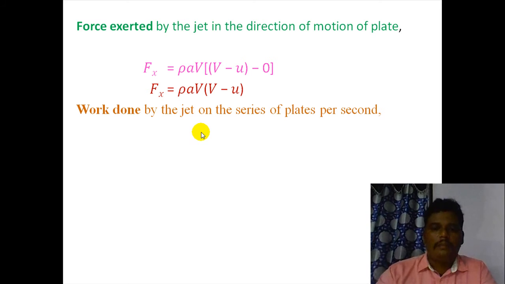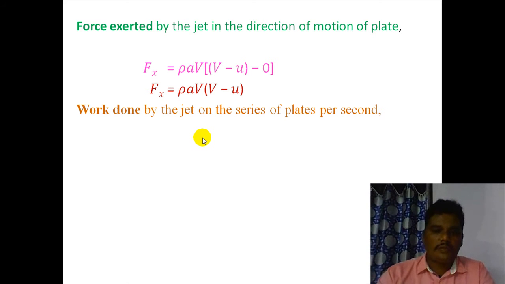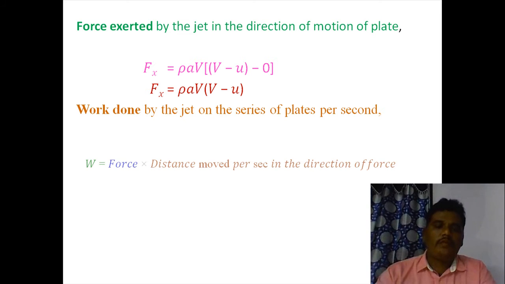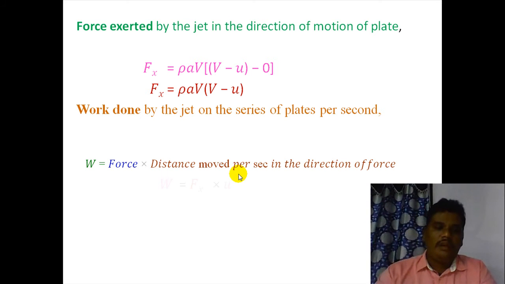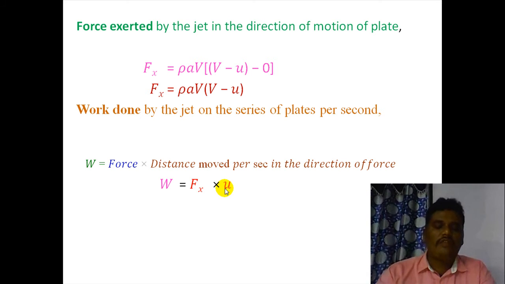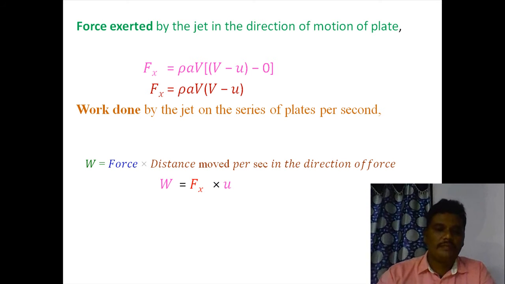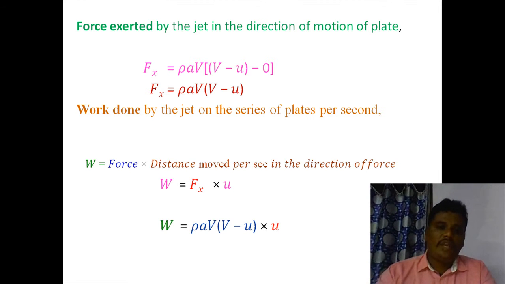Now the work done per second by the jet on a series of vanes is nothing but force into distance moved by the plate per second, that is, force into velocity. W is equal to Fx into U, where U is the velocity of the series of vanes. From that we get rho A V into V minus U, multiplied with U.